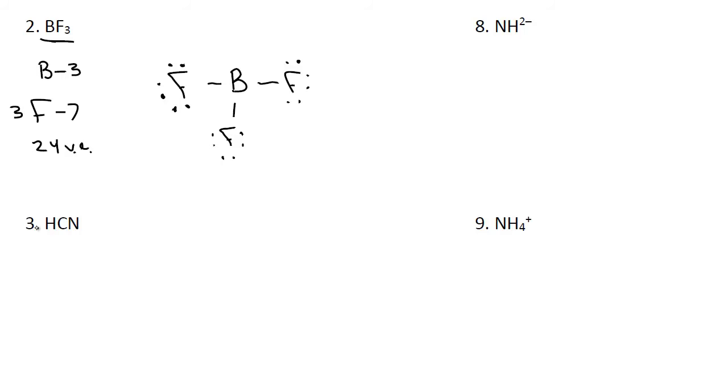But we're supposed to have 8 valence electrons for the most part, but boron is one of those that violates the octet rule in having too few. And so this is actually our correct structure for BF3.